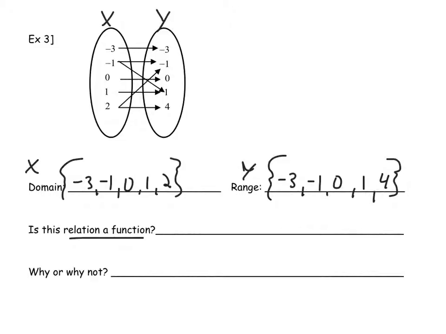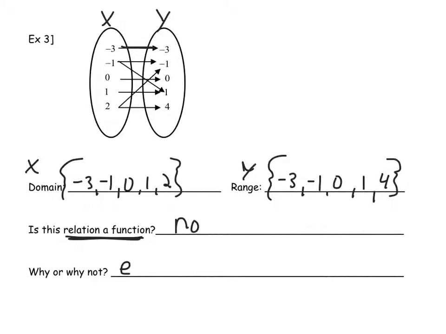Is this a function? Remember, the x's cannot repeat. So if I look here, each x has to have only one y. So this has one y, but this -1 is paired with a -1 and a 1. And then this 2 is also paired with a -1 and a 4. So that means the x's can't repeat. So I have double arrows coming from a -1. That means that the x is repeating. So is this a function? No. Why or why not?